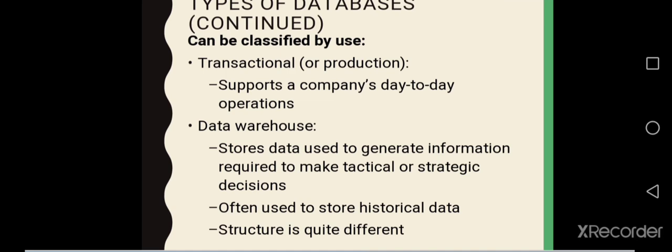A data warehouse stores data used to generate information required to make tactical or strategic decisions. It is also often used to store historical data. When we say historical data, we're referring to past data. The structure of a data warehouse is quite different compared to a standard database.